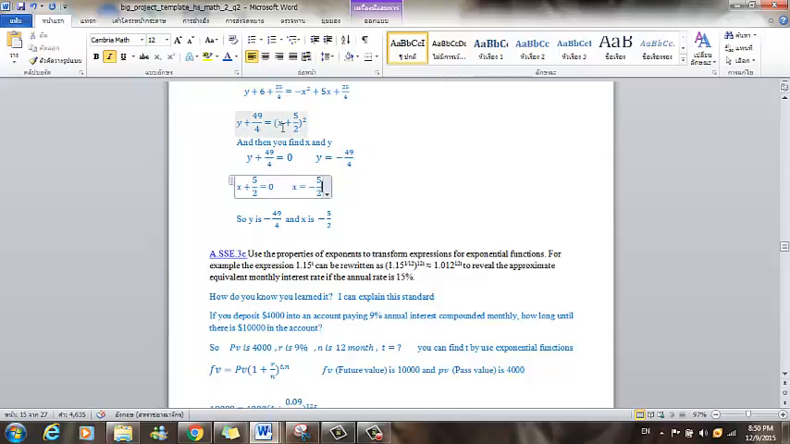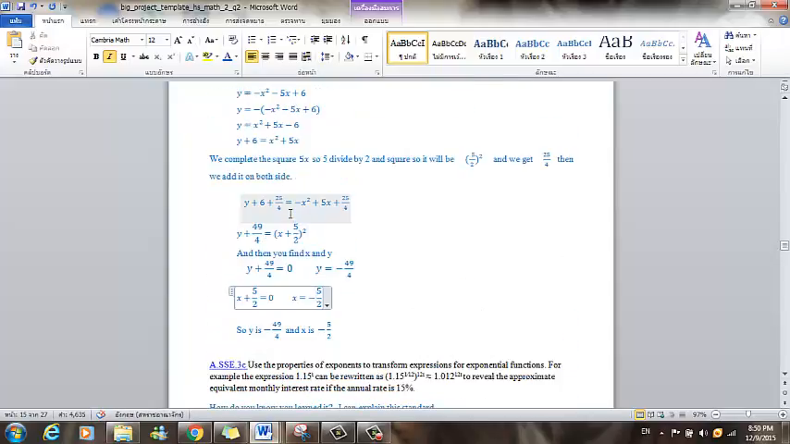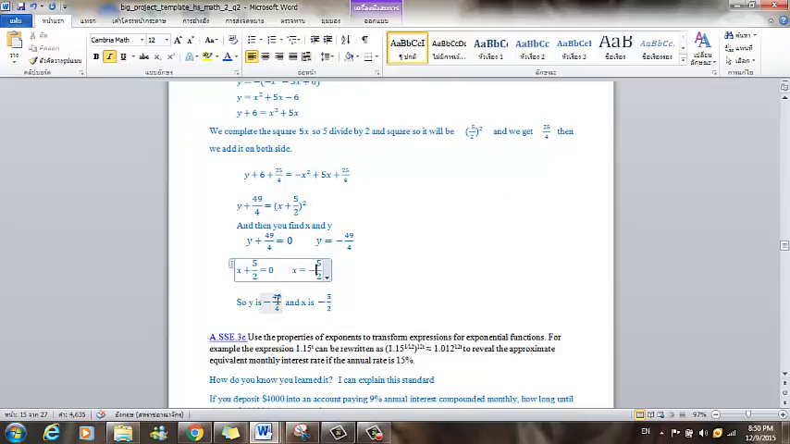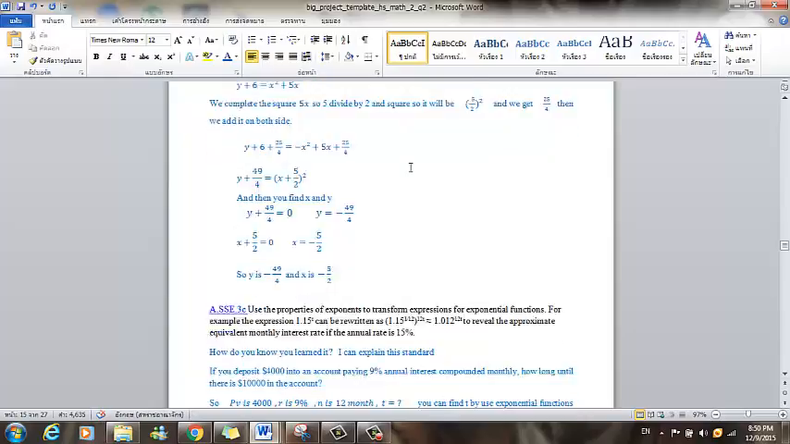And the other one is the x-intercept. We use this one: x plus 5 over 2 equal to 0. So x equals minus 5 over 2, we switch the side and change the plus to minus. So the y-intercept is going to be minus 49 over 4, and for x it's going to be minus 5 over 2.